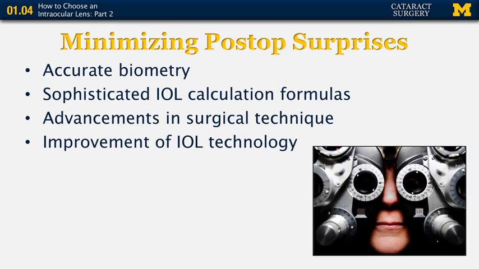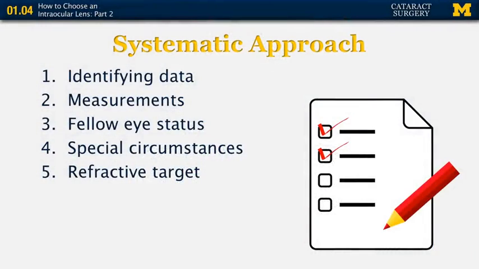The goal of this talk is to discuss principles for IOL selection that minimize post-op refractive surprises. The details of advancements in various options for biometry, calculation formulas, and various surgical techniques in IOL technology are quite useful, but are beyond the scope of this talk. So our main focus here is to offer a framework for IOL selection.